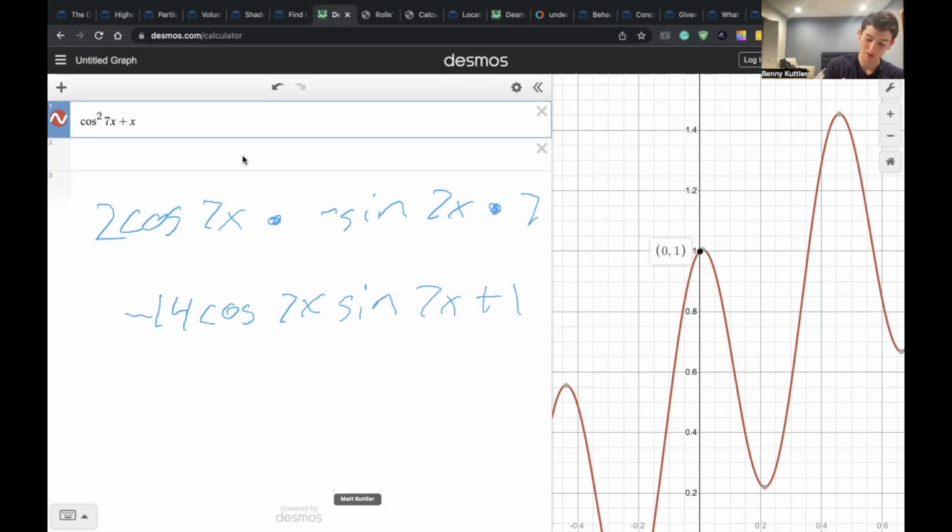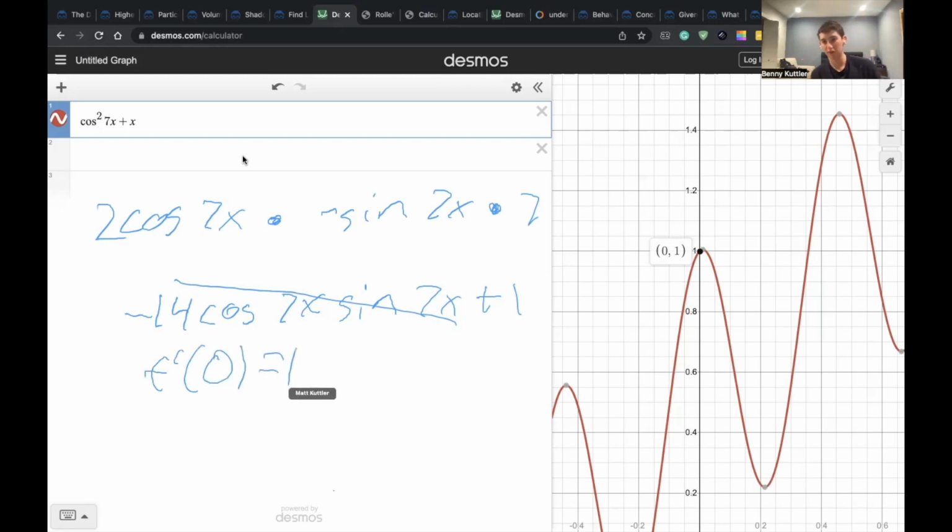So here if we plug in 0, this is the derivative at 0. We get cosine of 0 is 1, so negative 14 times 1 is negative 14. Then sine of 0 is just 0, so this whole thing just cancels out and we're left with 1. So we get f prime of 0 equals 1.